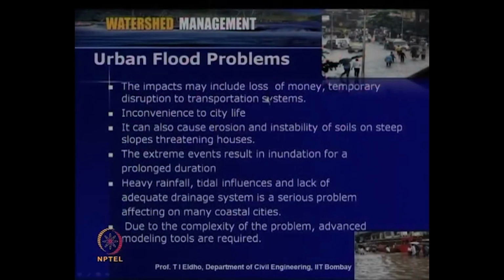Now, as we discussed, the main issue is that the flow depth increases and the time to peak reduces, so a sudden flood or flash flood can take place. Now let us look at the problems related to urban flooding. In this slide, the impacts may include loss of money, temporary disruption to transportation systems or telecommunication systems, then inconvenience to city life, and it can also cause erosion and instability of soils on steep slopes threatening houses. So, there can be landslides and other related issues.